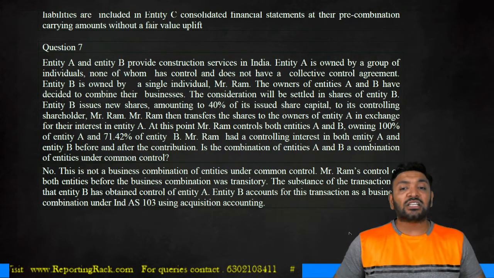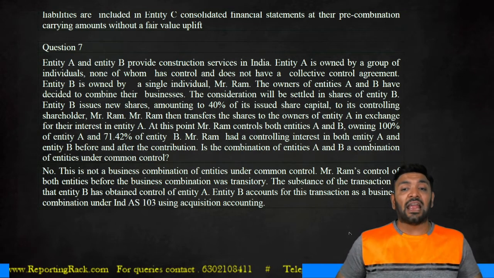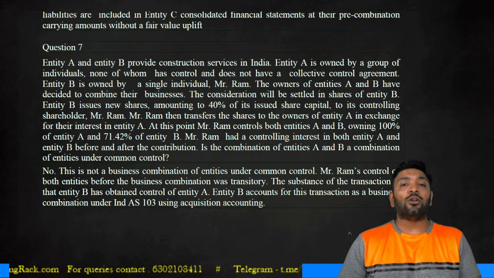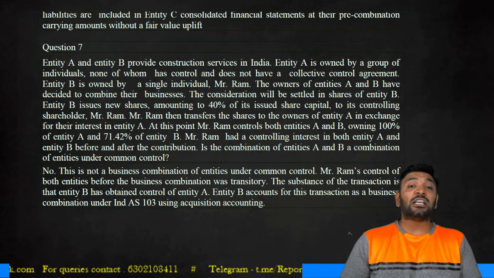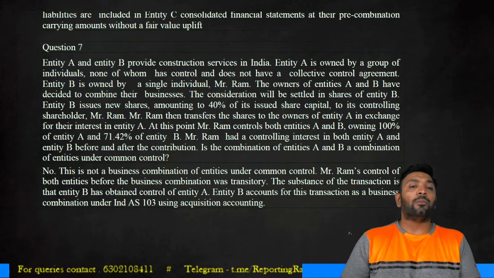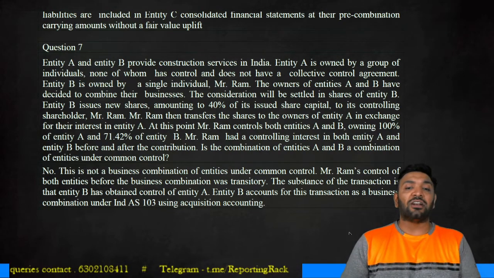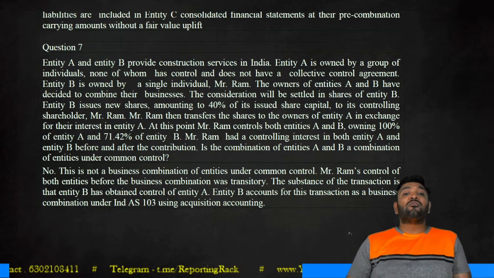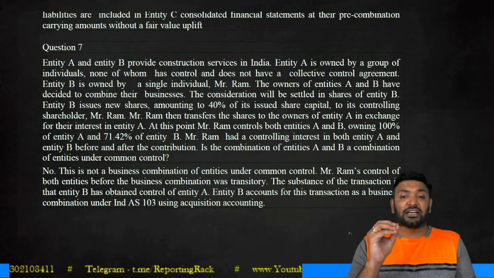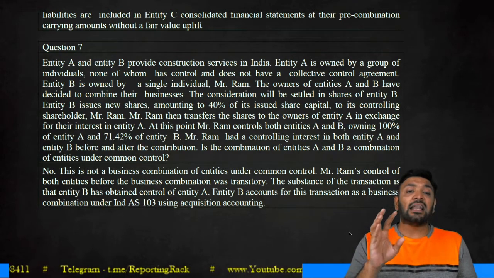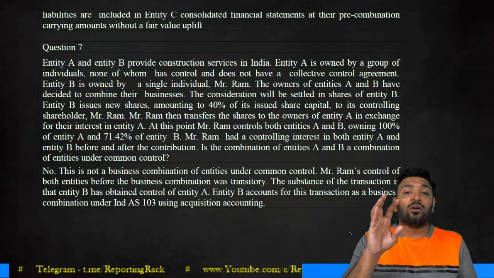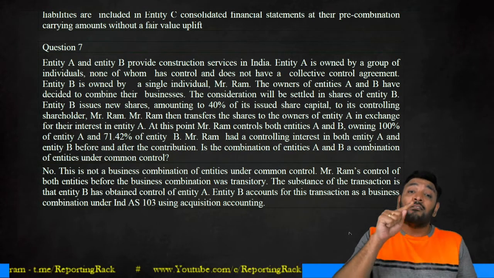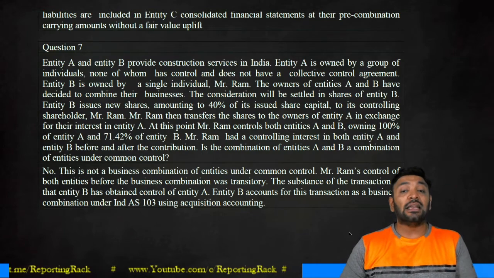Is the combination of Entity A and B a business combination under common control? No, it is not a business combination of entities under common control. Mr. Ram's control of both entities before the business combination is transitory. The substance of the transaction is that Entity B has obtained control over Entity A. Entity B accounts for this transaction as a business combination with Entity A as on the date of acquisition.